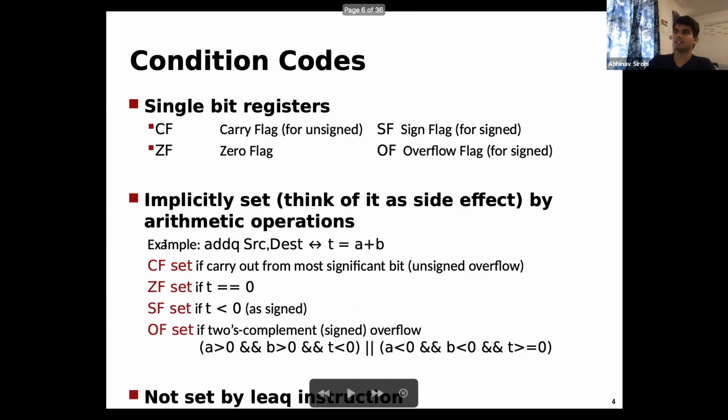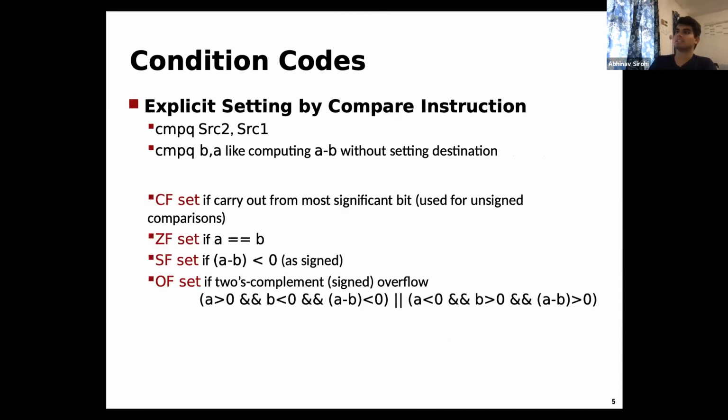So we saw here that flags are set implicitly as you do any sort of operation, but you could also explicitly set them by using the compare instruction. So we have the CMP instruction. It takes two source values and it compares them. Doing the comparison of B and A is like doing A minus B, but the result doesn't actually get stored anywhere. So it'll do A minus B and it'll set the flags accordingly.